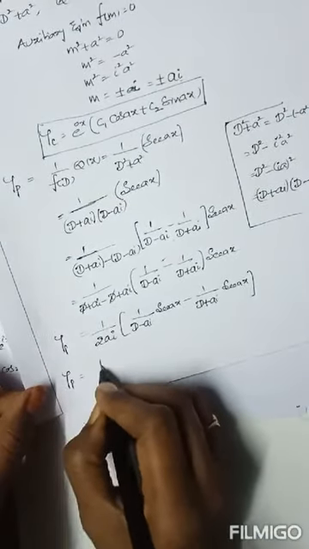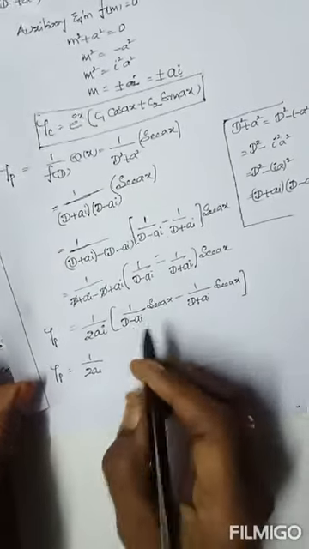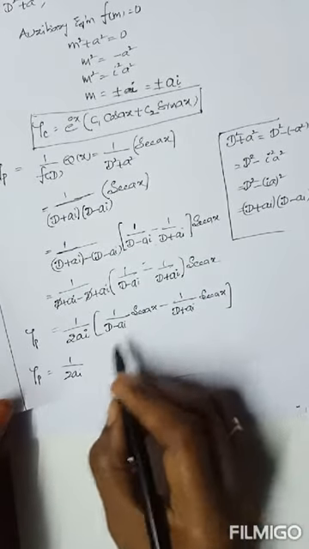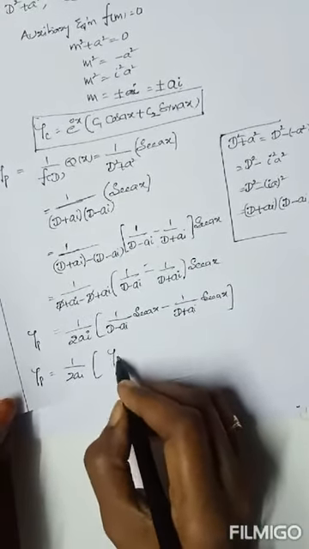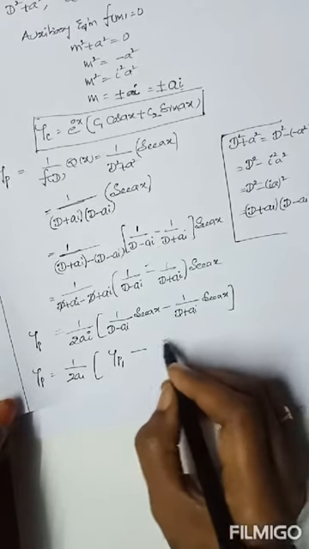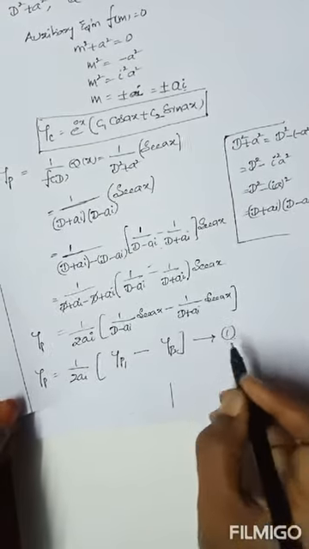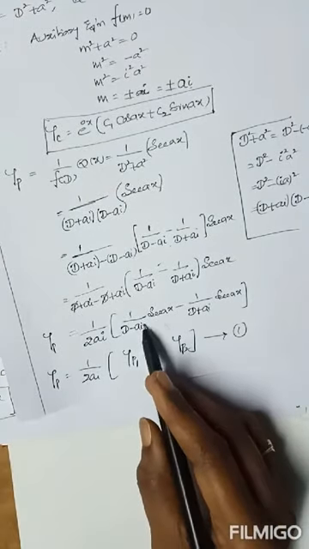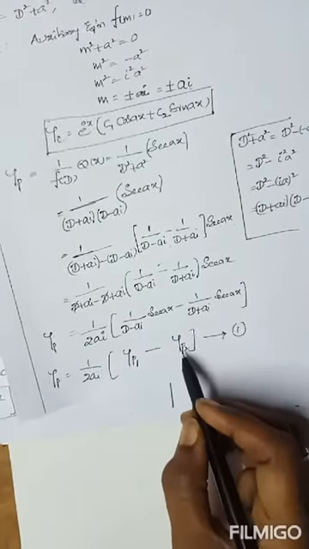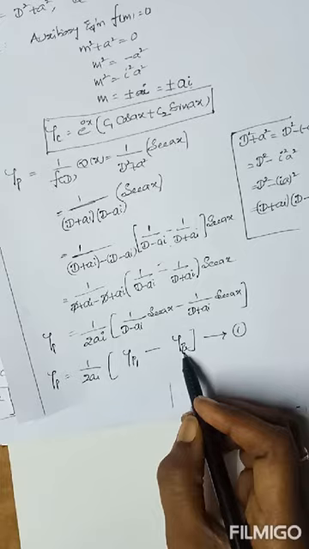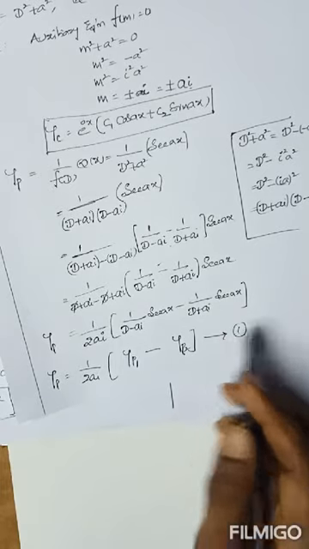Yp equal to 1 by 2ai. Here this is similar to the general case form, so the name of this one can be taken as yp1, and between them the sign is minus yp2. This is equation number 1. Take out yp1 separately and find its value. Similarly take out yp2 and find the result of this one as per the general case.